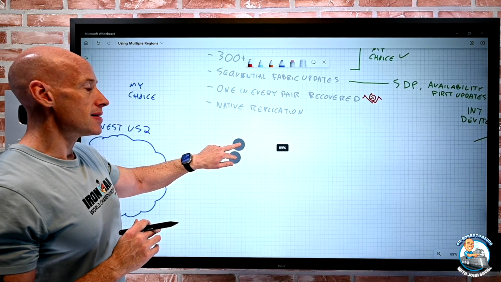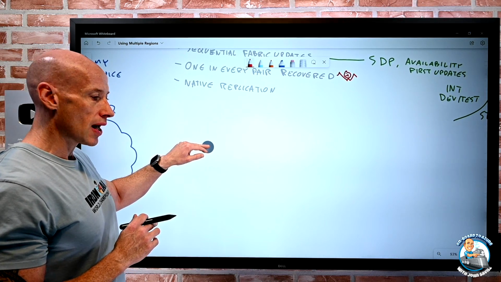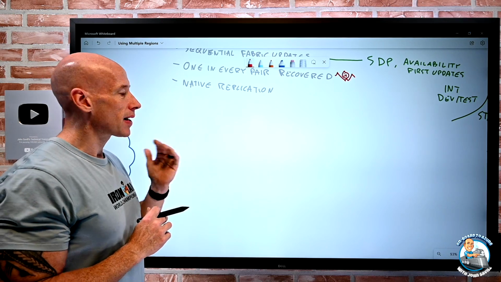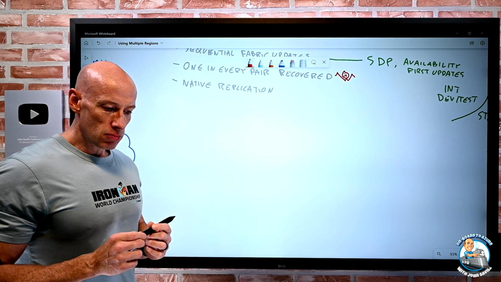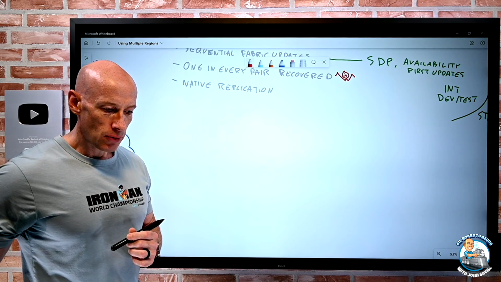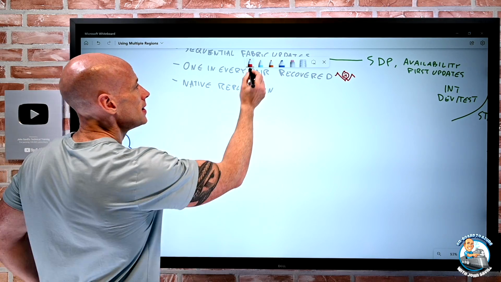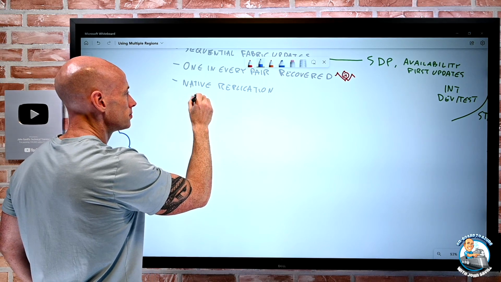The reality is I still want protection if there was some regional level problem. And so there are these native replications that happen between the paired regions. So what do I do with that? Well, let's look at what those are. So the first one is Azure Key Vault.